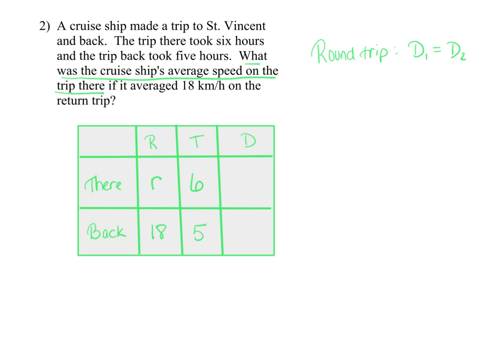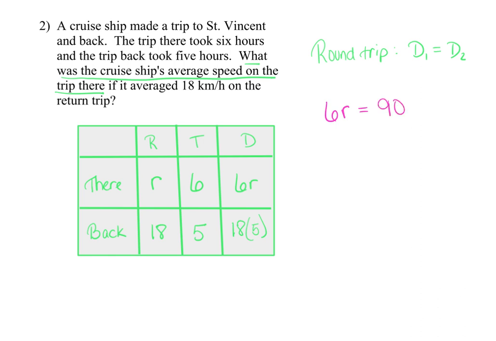All right. So how do I find that third column? Always multiply across. This is going to be 6 times r. This is going to be 18 times 5. All right. So I am going to set those equal to each other. That's how I've already established that I need to solve this one. So I'm going to say 6r equals, what is 18 times 5? That is going to be 90.